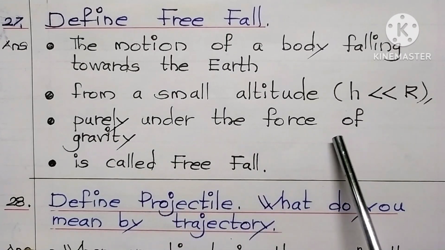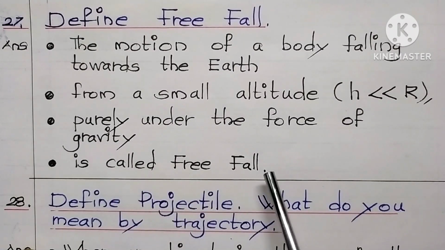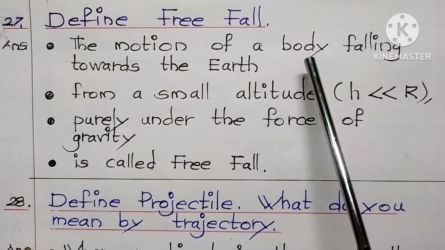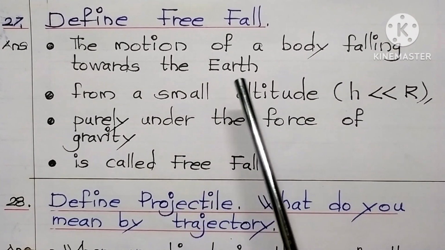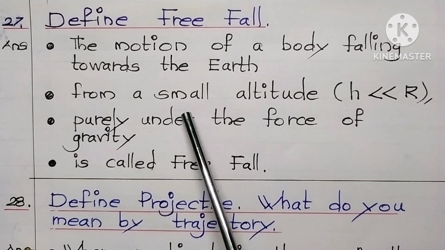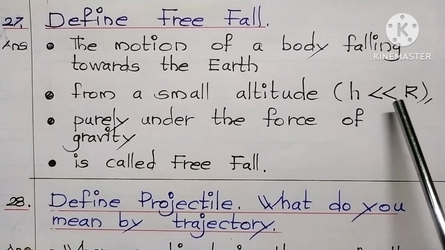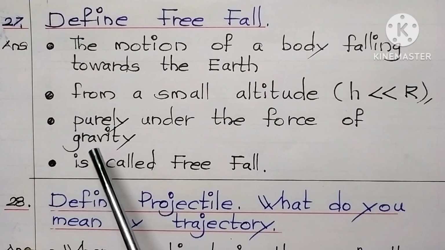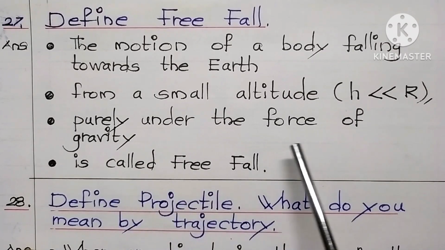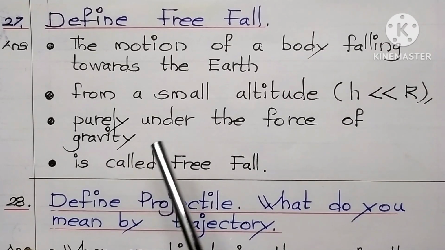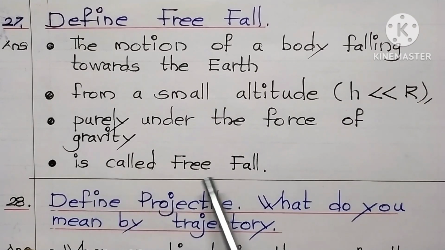Purely under the force of gravity is called free fall. The motion of a body falling towards the earth from a small altitude, that is h is very, very smaller than r, purely under the force of gravity, not any other forces, is called free fall.